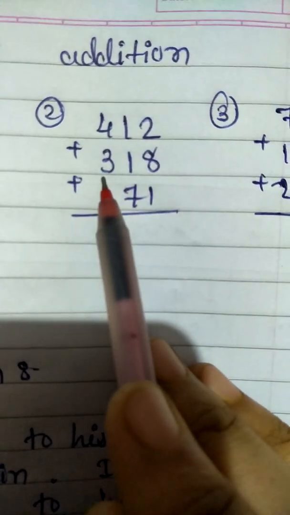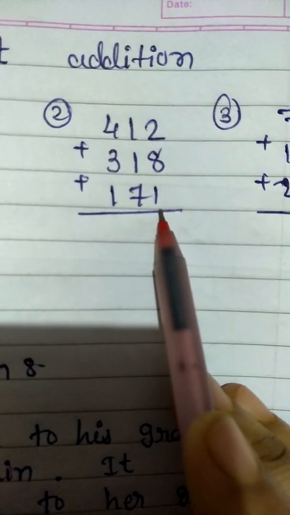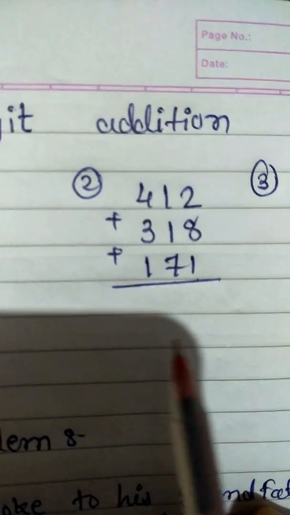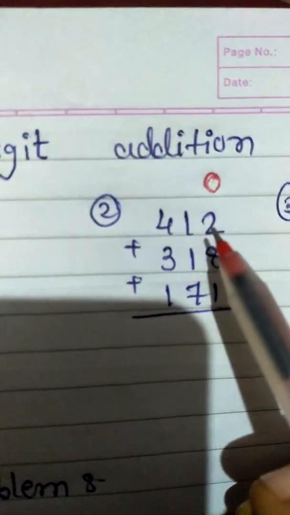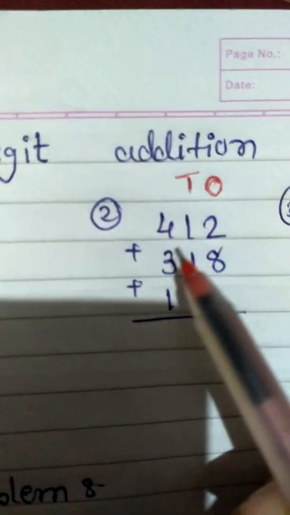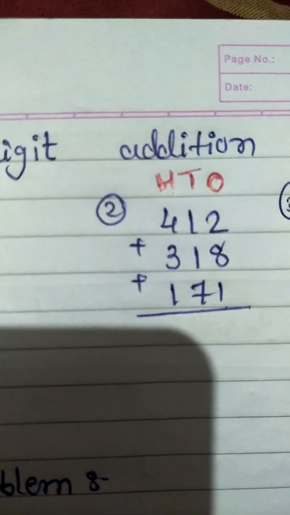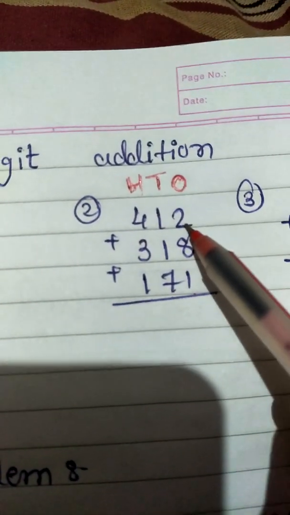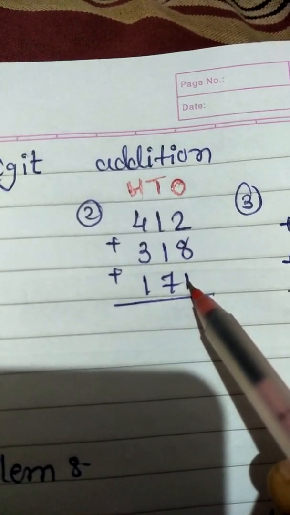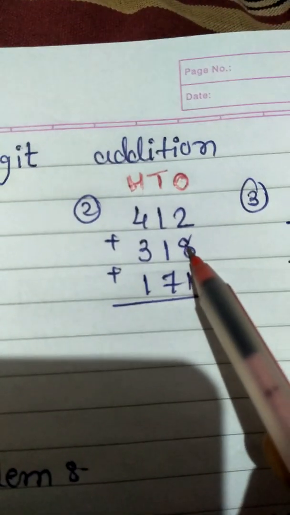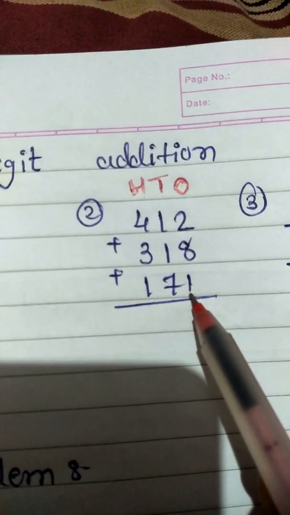412, 318, 171. So as a rule, which line are we going to add first? Exactly, the ones line. Then after that the tens line. Then after that the hundreds line. So ones line: 2 plus 8 plus 1. Okay. So 2 plus 8, that is 10, plus 1, 11.